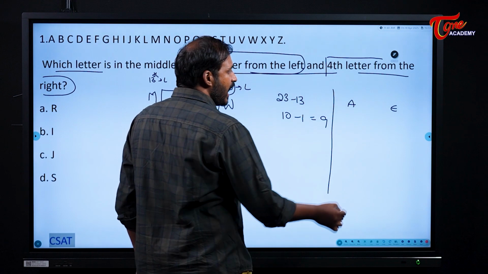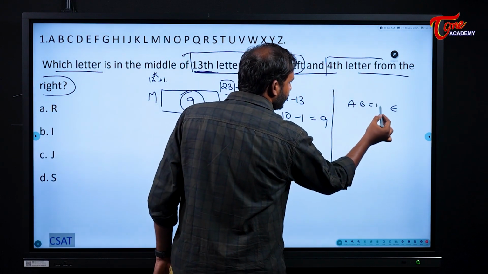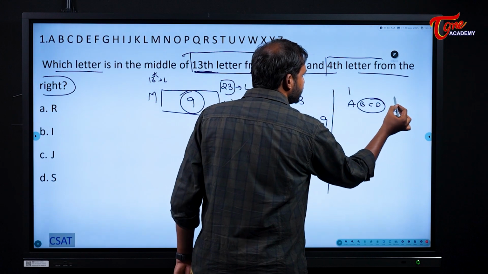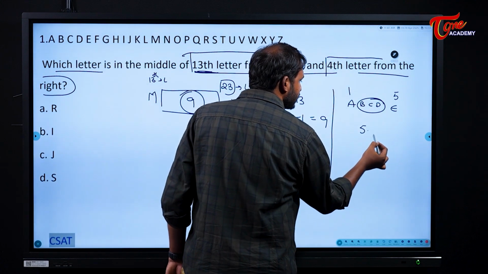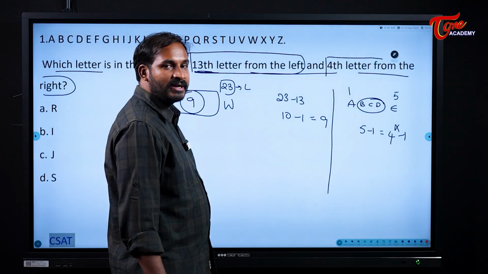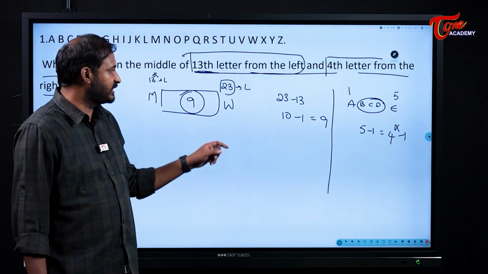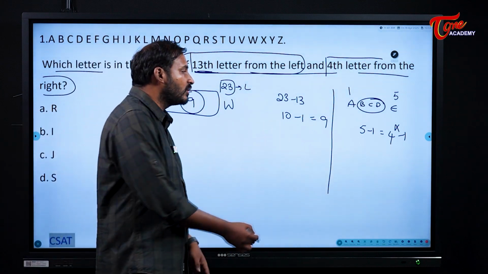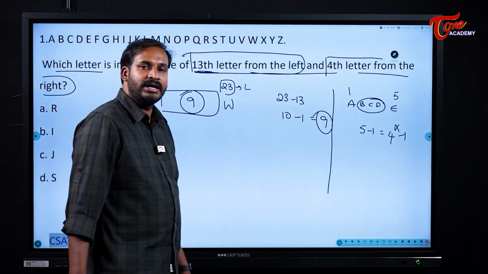I already told you, by taking the example of A and E: B, C, D. How many are there between A and E? 3 are there. But A is the first alphabet, E is the fifth. If you do only 5 minus 1, you get 4, but 4 is wrong. So minus 1 you need to do. So 3 letters. The same logic here: 23 minus 13 is 10, but minus 1, so overall we have 9 letters between M and W.